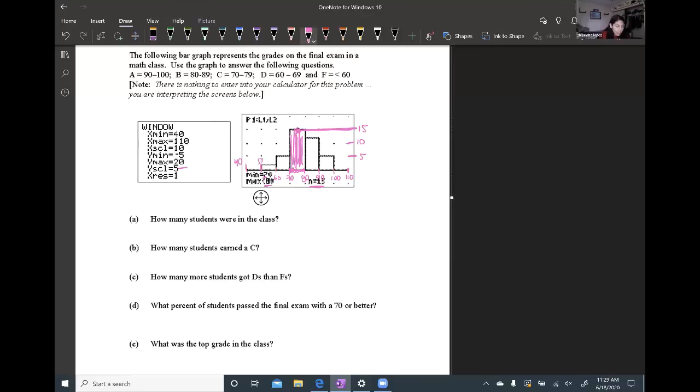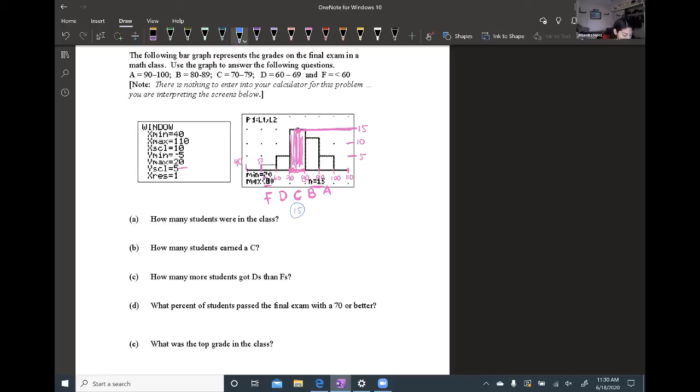So the first question is, how many students were in the class? These people that are in this box, these got A's, right? From 90 to 100. From 80 to 90 got B's. From 70 to 80 got C's. 60 to 70 got D's. And then 50 to 60, those are F's. So if we want to know how many students were in the class, we need to add all of these up. So right now we know that in the C box, we have 15 students right there.